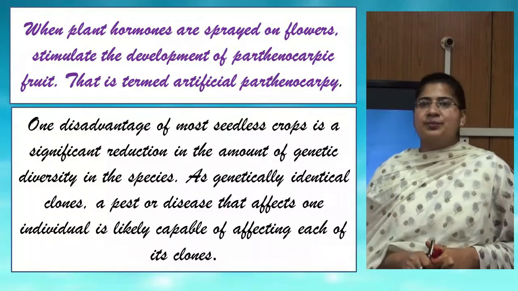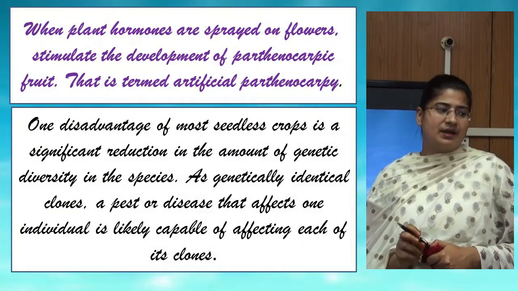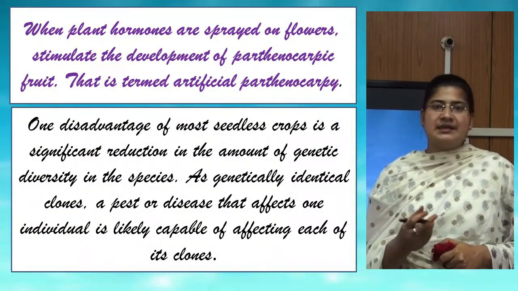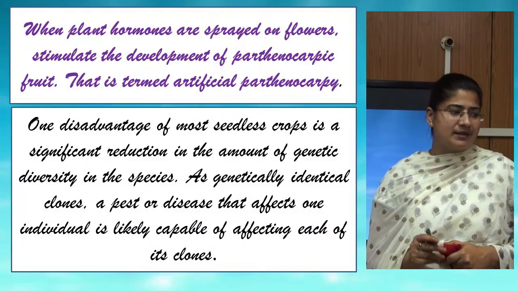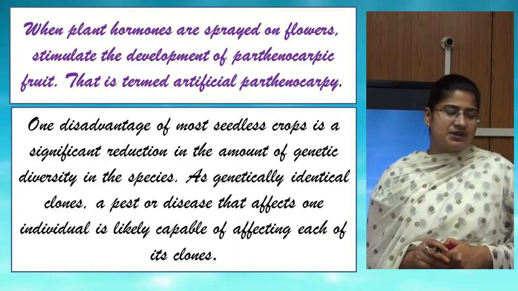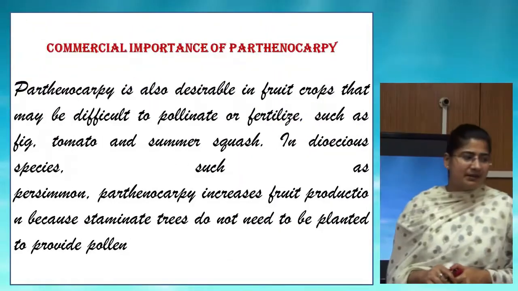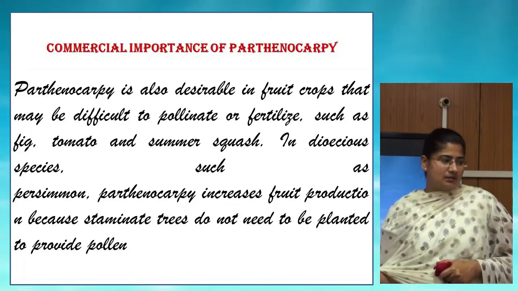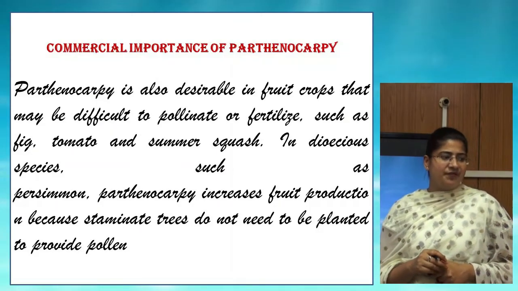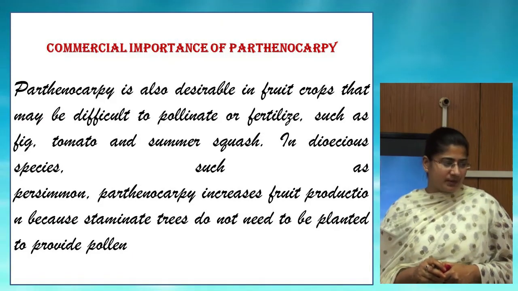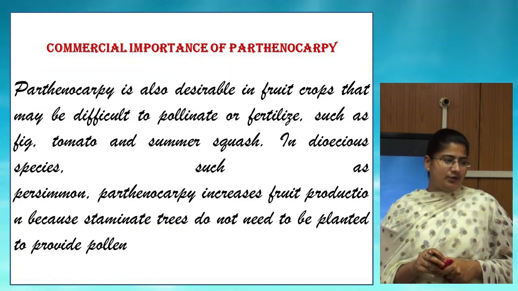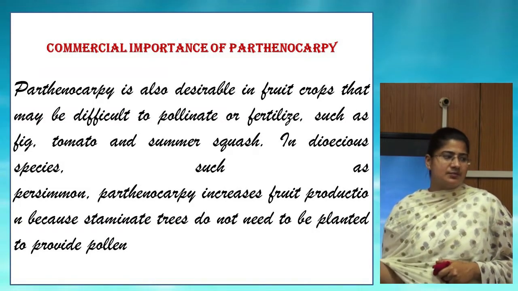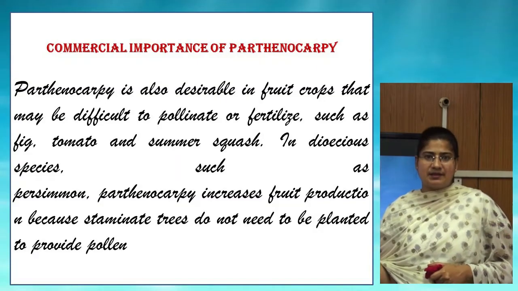Seeds are very important for genetic evaluation. So if the fruits are seedless because of parthenocarpy, then it has certain drawbacks also, and the drawback is that the genetic diversity of the species will be reduced significantly. But there are certain fruit crops like tomato, summer squash, fig, etc., in which parthenocarpy is a desirable phenomenon, and also in certain fruits where staminate trees are not required to be planted to provide pollen, this parthenocarpy is desirable.